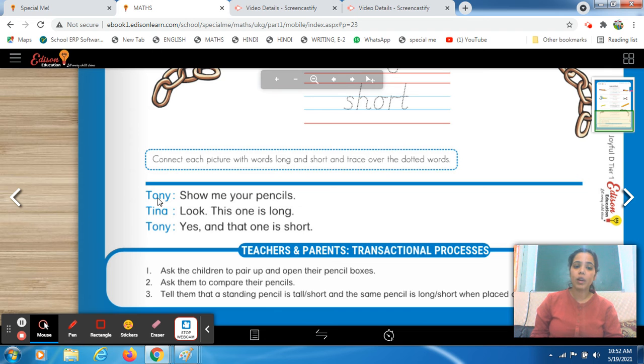Fine. So there is a conversation also between two friends, Tony and Tina. Tony said, show me your pencils. Tony has lots of pencils. So what Tony said, ki now you have to show me how many pencils do you have? How many pencils do you have? So Tina said, look, this one is long, this one is long and this one is short. So Tina said this one is long and Tony said yes, that one is short, है ना.